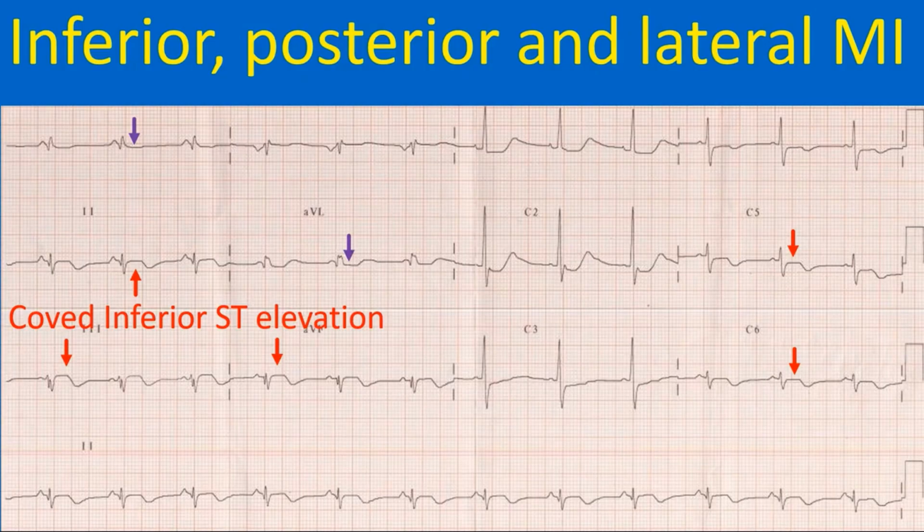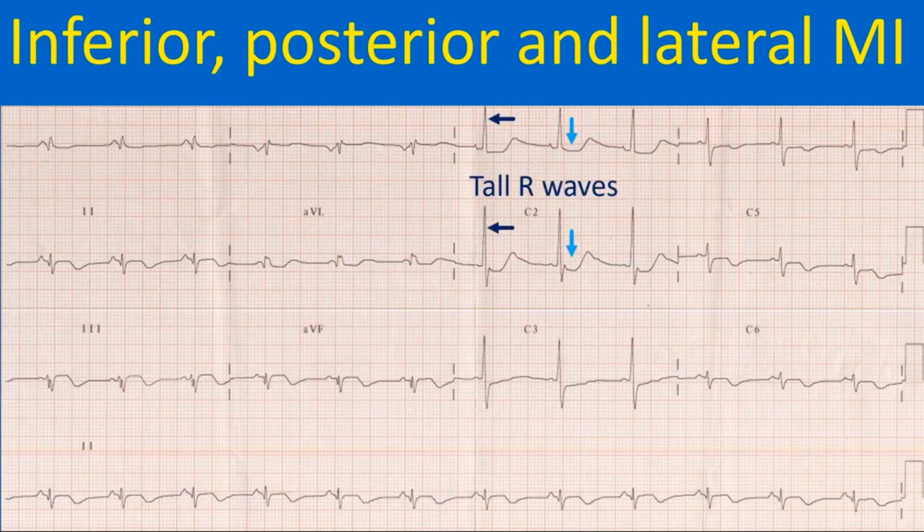In this ECG, ST segment elevation and T wave inversion are present in 2, 3 and aVF, the inferior leads. ST segment is curved and T waves are inverted in V5 and V6, the lateral leads. Minimal ST segment depression is seen in lead 1 and aVL, which can be taken as reciprocal to the ST segment elevation in inferior leads.